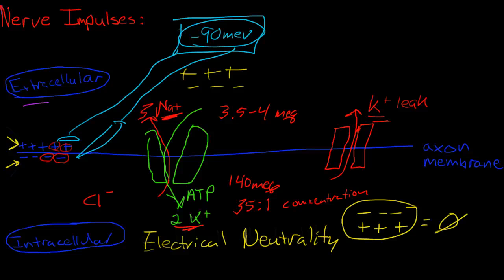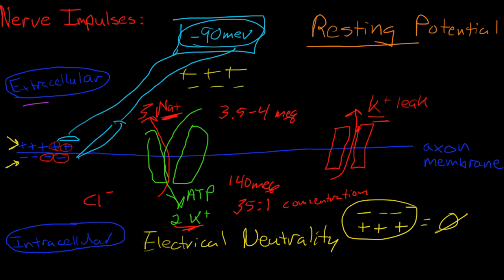Now, this difference in charge is known as the resting potential. And it's called the resting potential because this is the normal state of affairs on the cell membrane of a nerve cell. And it is the opposite of an action potential.